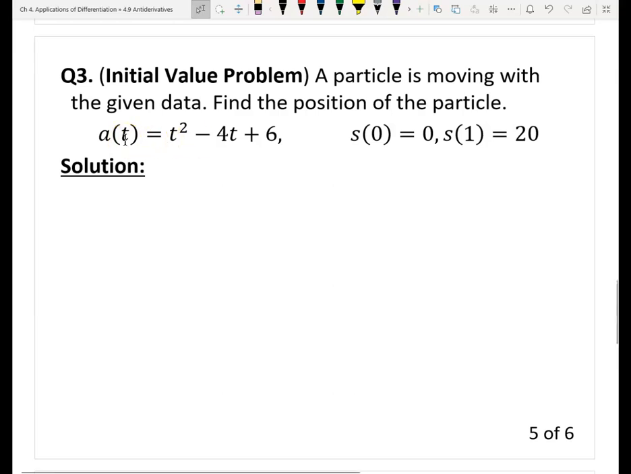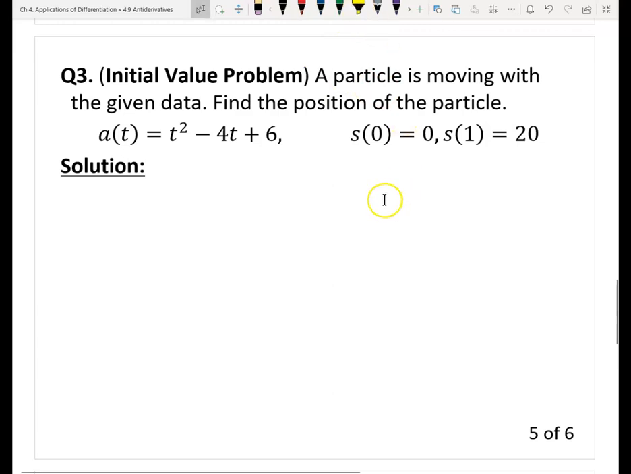Two steps. Therefore, for these questions we need to go backwards. So there are two steps. The antiderivative of acceleration will be the velocity function, and then the antiderivative of the velocity function will be the position function, right? So this is a famous problem. Now let's do these two steps.